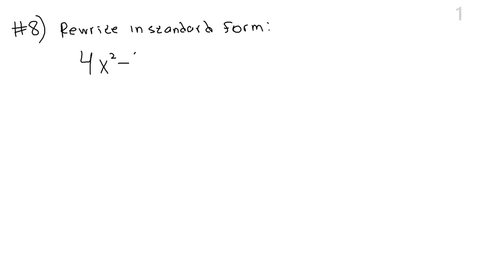From the review sheet, we are given to rewrite in standard form the following. We have 4x squared minus 8x plus 9y squared minus 72y plus 112 equals 0. This is an equation for an ellipse.